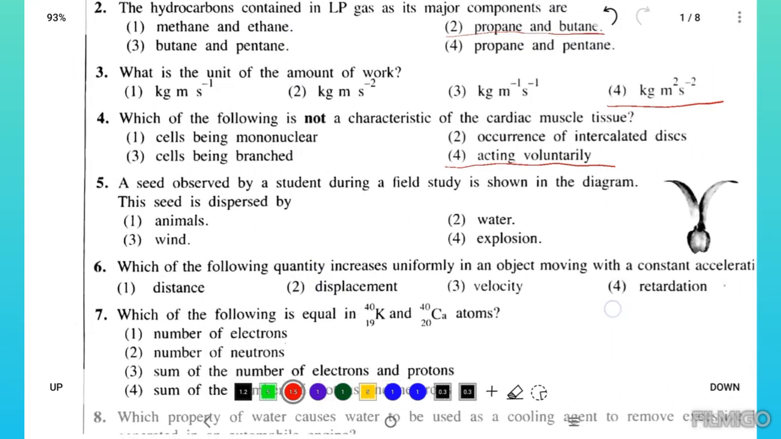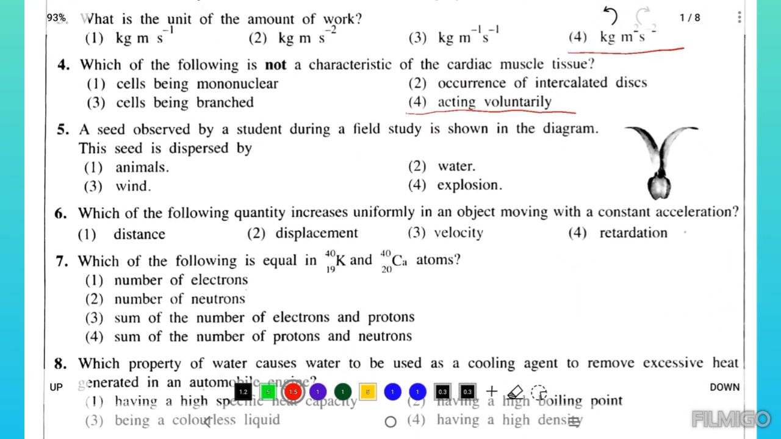A seed observed by a student during a field study is shown in the diagram. Yes, this is a picture of a seed. You can see that there are 2 wing-like structures. So this is adapted to be dispersed by wind. The answer should be the third one.